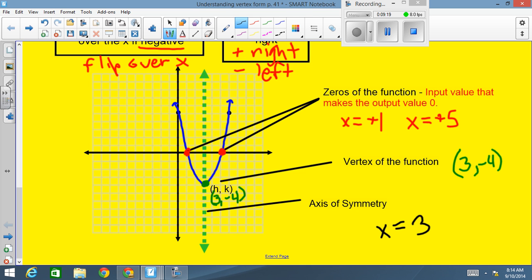The y values are different. The y goes up 1, up 2, up 3, down 1, down 2, down 3, but the x values are always 3. So that axis of symmetry is the line x equals 3. These are some basics of quadratics and vertex form.